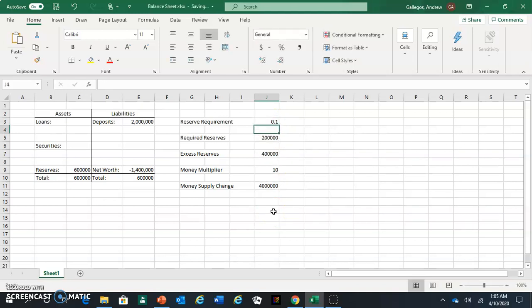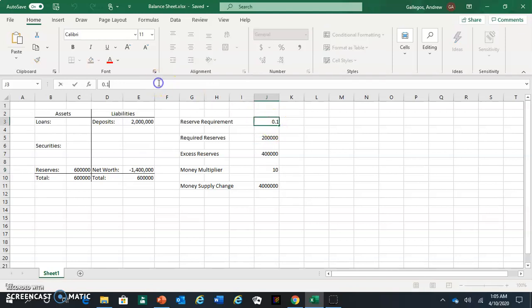Meanwhile, we change it from 20% to 10%. Well, now we have a change in the money supply of 400,000. Again, what Excel is doing, we already told it to calculate excess reserves. It's taking that excess reserve amount and multiplying this cell, J7, by the money multiplier. It's just nice, neat, simple math like that to get the new amount. And the money multiplier itself is simply being constructed by taking 1 divided by whatever our reserve requirement is.